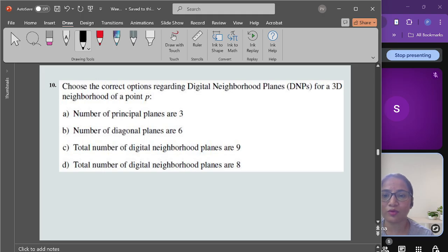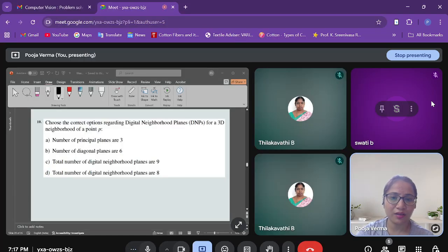Now, moving to our next question: choose the correct options regarding digital neighborhood planes for the 3D neighborhood of a point P. Option A: the number of principal planes is 3. Option B: the number of diagonal planes is 6. Option C: the total number of digital neighborhood planes is 9. Option D: the total number of digital neighborhood planes is 8. Which options are correct regarding the digital neighborhood planes for a 3D neighborhood of a point P? Does any one of you have any idea regarding this question?